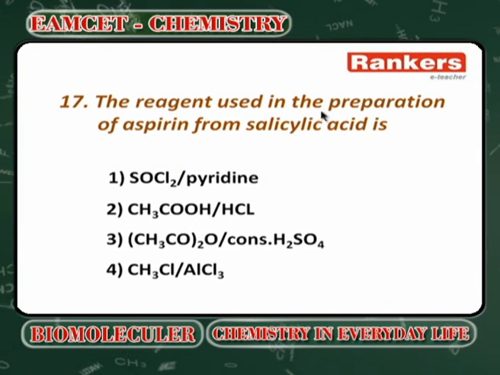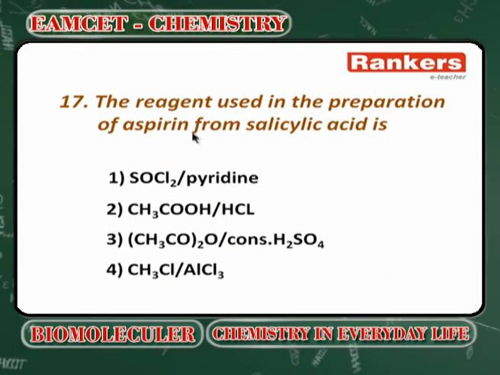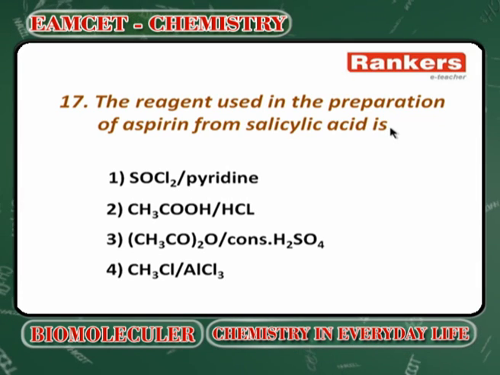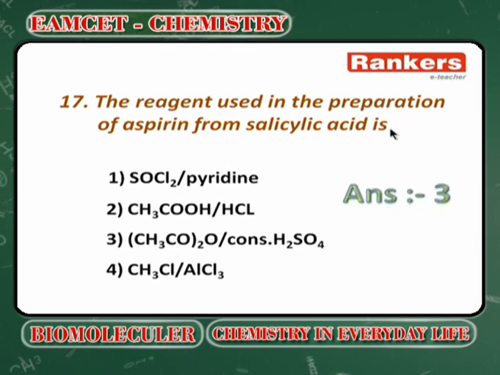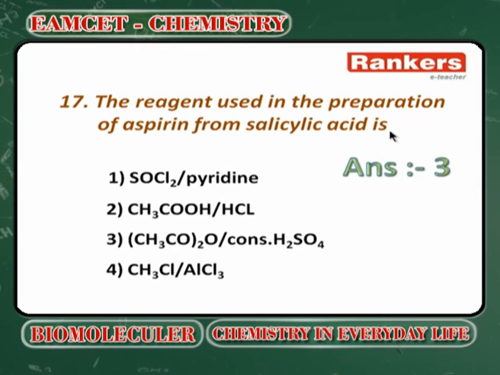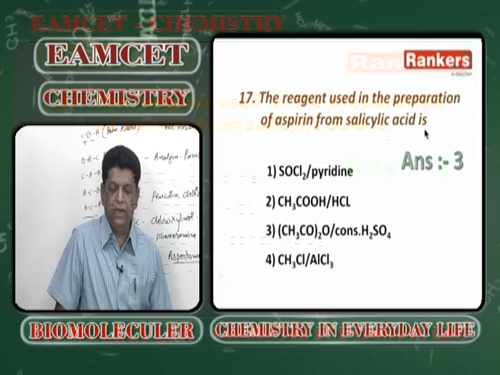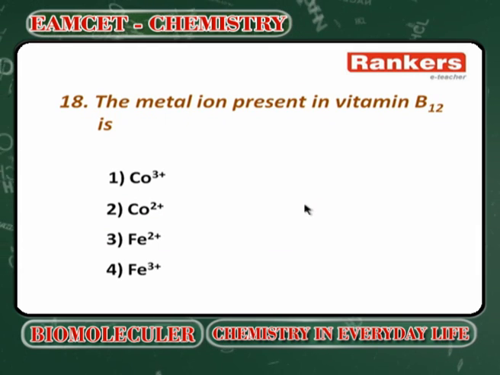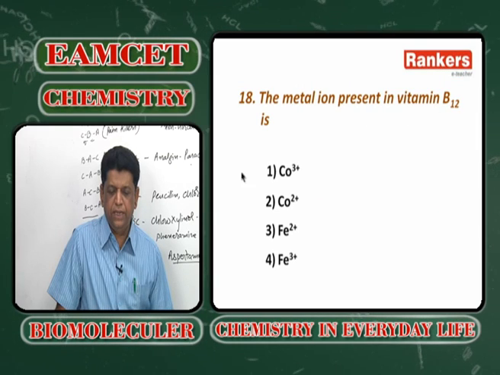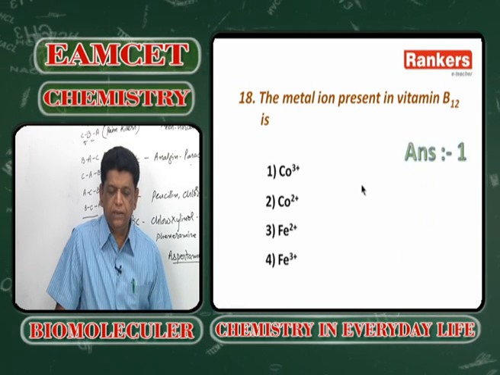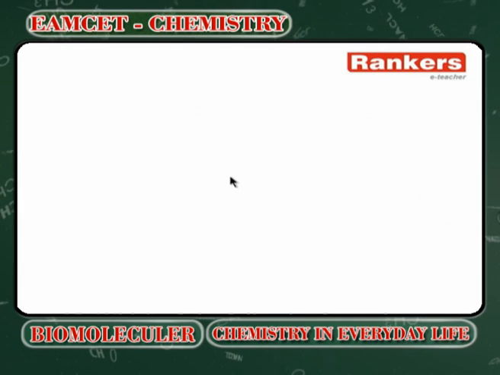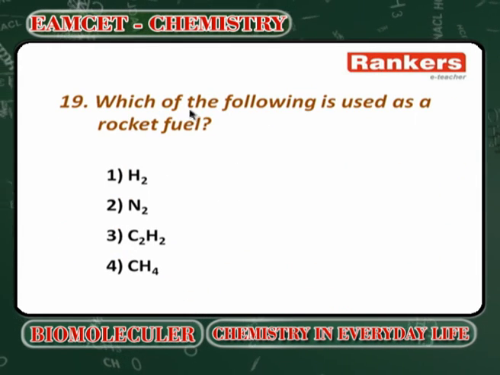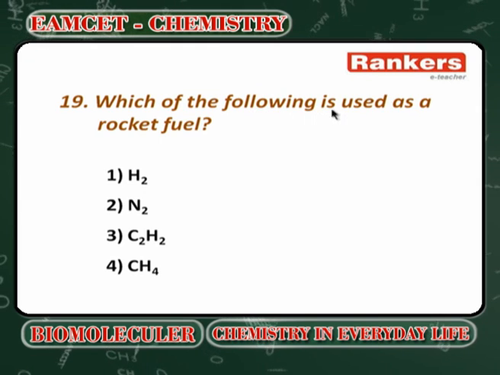The reagent used in the preparation of aspirin from salicylic acid, we are acetylating actually. Aspirin is nothing but acetylated salicylic acid. Take salicylic acid and add acetic anhydride. Answer 3 is the right answer. Next. The metal ion present in vitamin B12 is cobalt plus 3, so 1 is the right answer. Next. The name is also cyanocobalamine, cobalt is there.